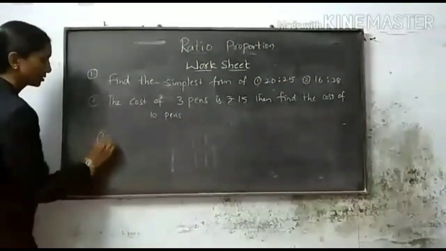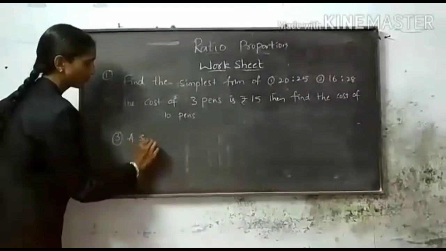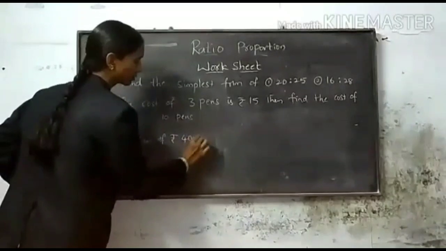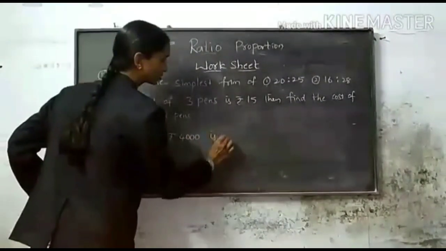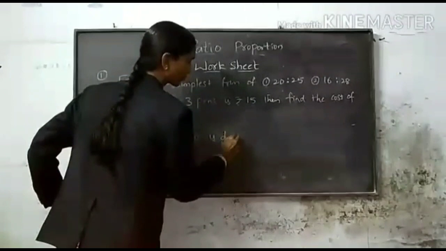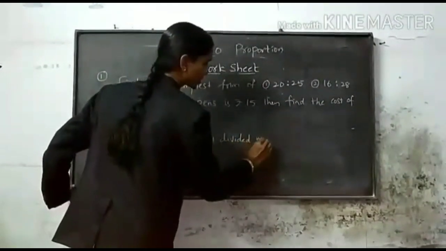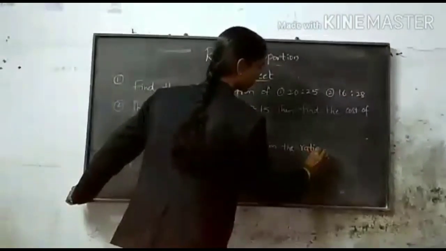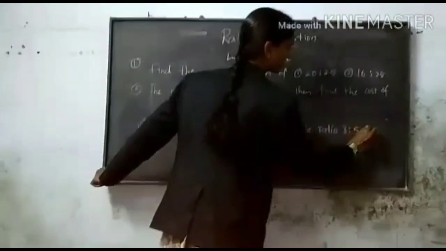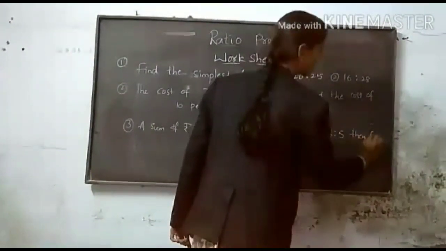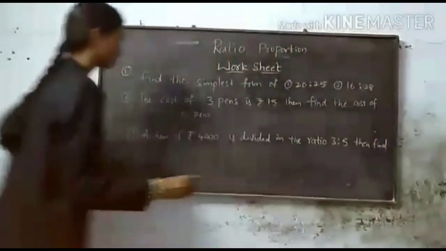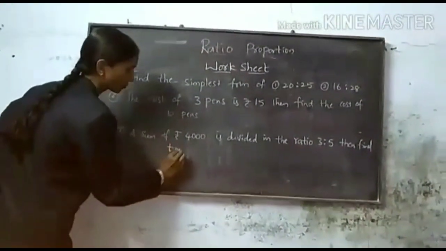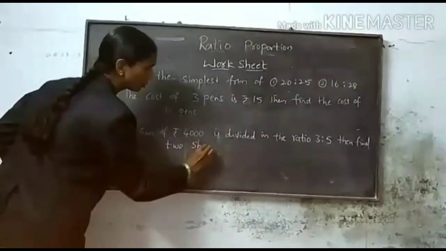Next, a sum of rupees 4,000 is divided in the ratio 3:5. Then find the two amounts, the two shares.